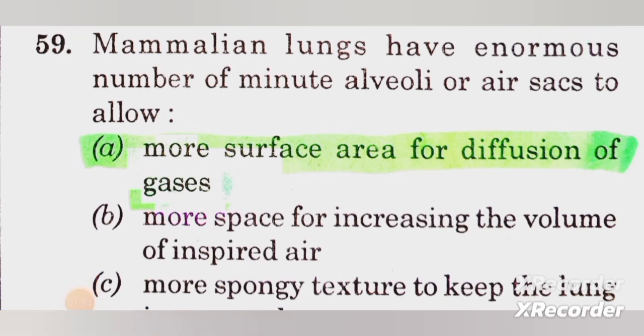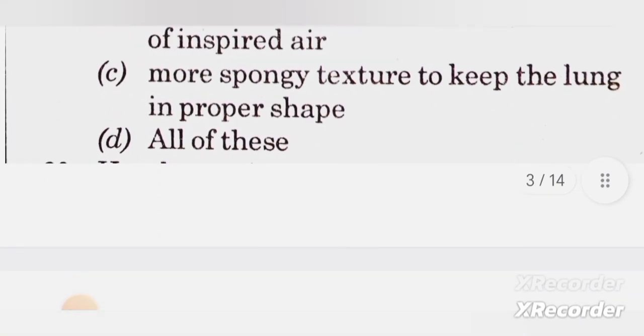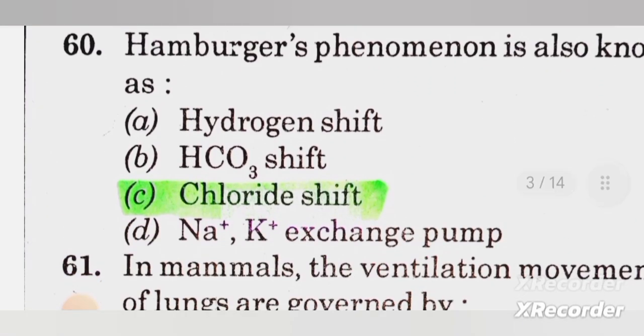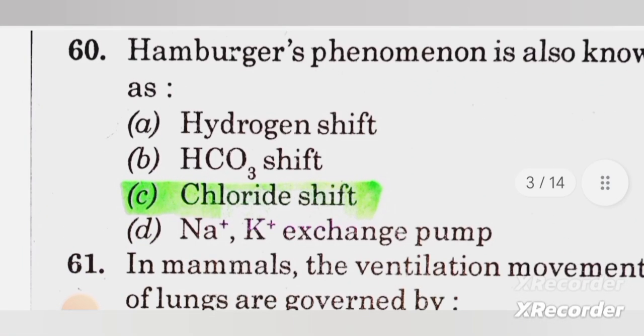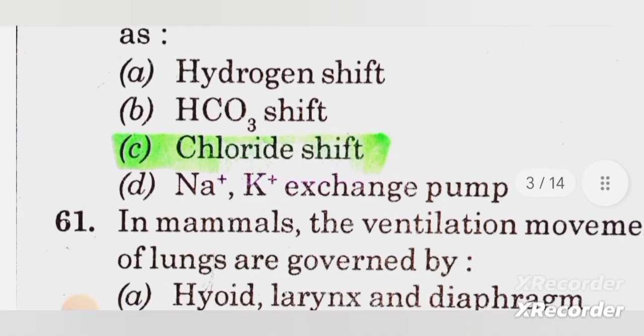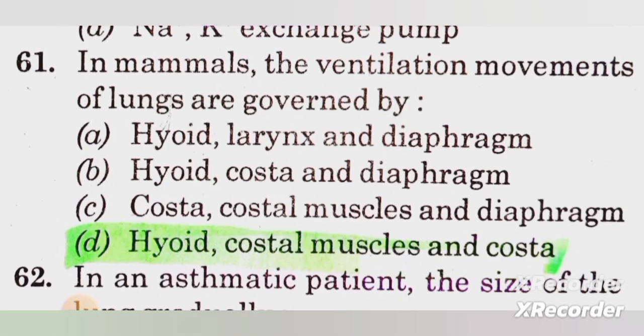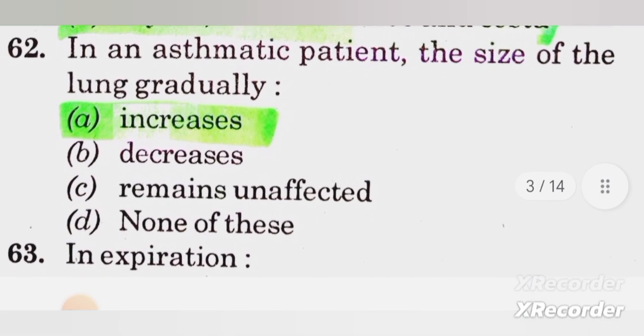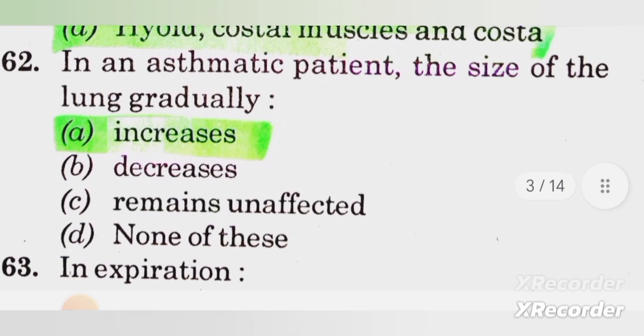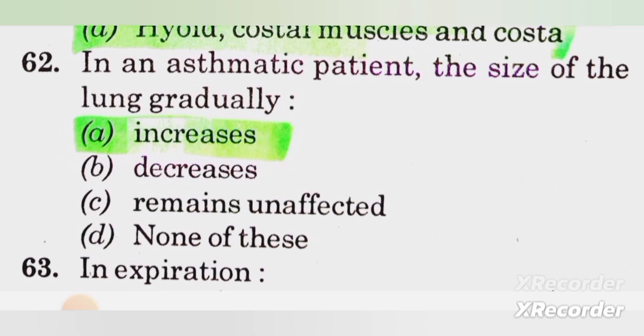Next, 59. Mammalian lungs have an enormous number of minute alveoli or air sacs to allow answer A, more surface area for diffusion of gases. Next, 60. Hamburger's phenomenon is also known as chloride shift. Answer C. Next, 61. In mammals, the ventilation movements of lungs are governed by answer D, hyoid, costal muscles, and costa. Next, 62. In an asthmatic patient, the size of the lung gradually answer A, increases.